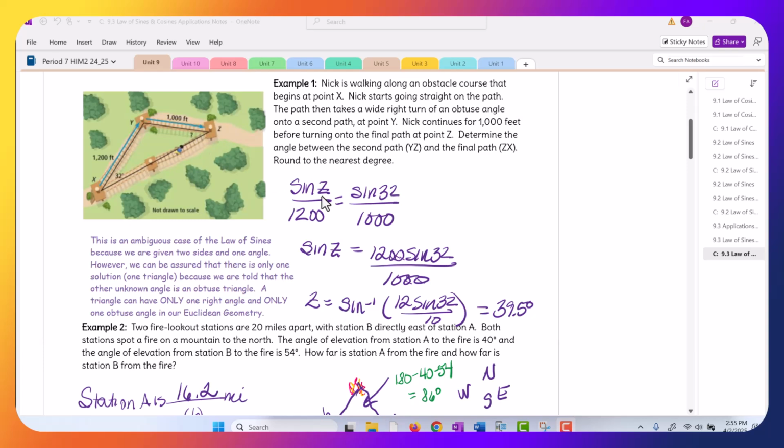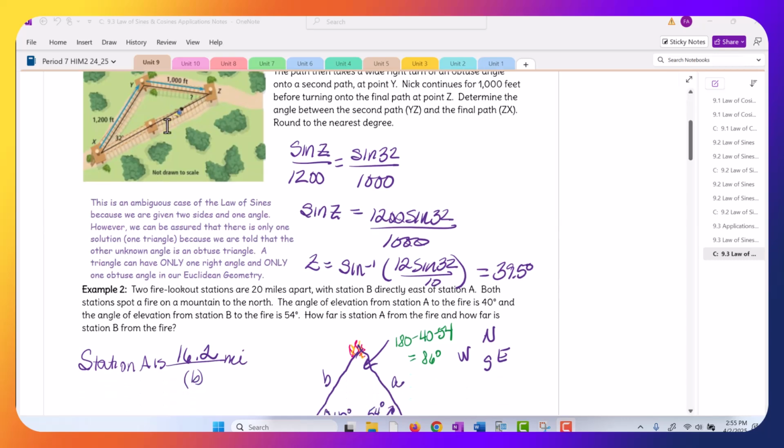Now this is an ambiguous case because we're given an angle and two sides, but we know that we do not have to check for another possible solution because unlike the problems we did yesterday, this problem tells us that angle y is an obtuse angle, and we know we cannot have more than one obtuse angle in a triangle in our Euclidean geometry.